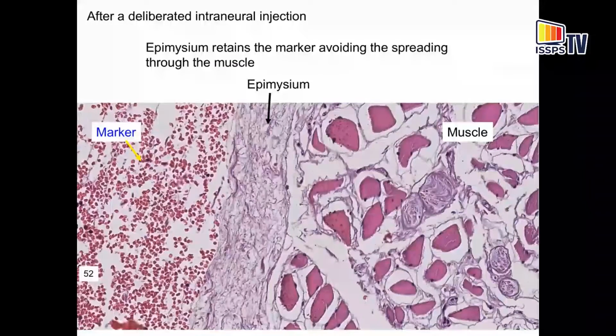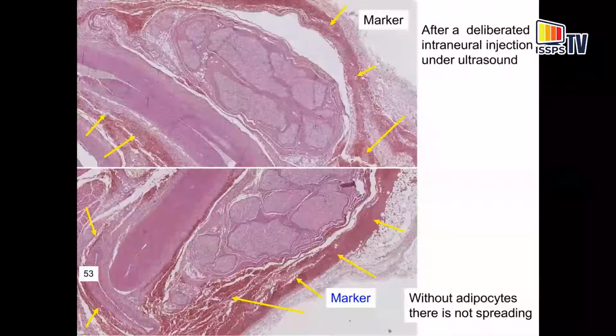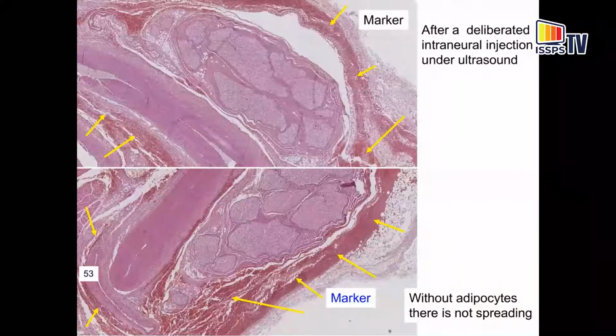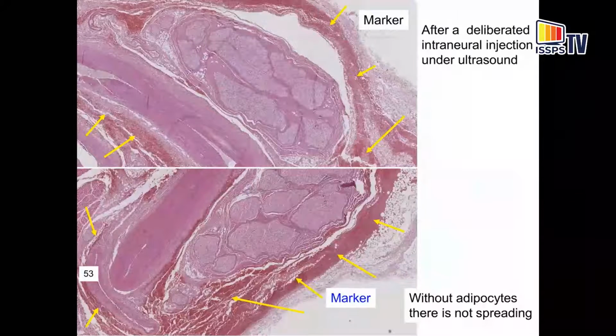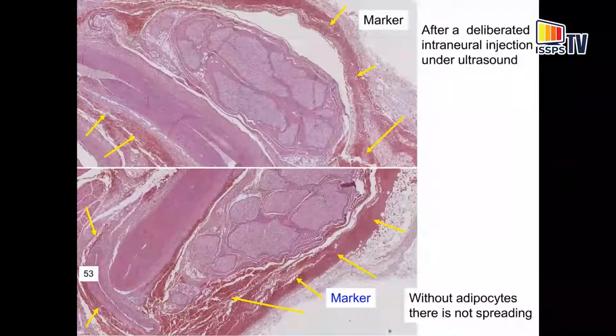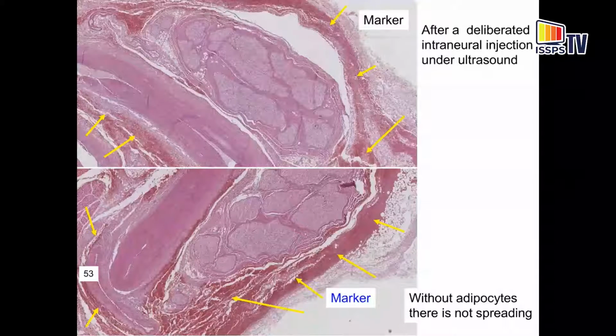After a deliberate intraneural injection, the epimysium also retains the marker, avoiding the spreading through muscle. Here, there are no adiposities among fascicles, and here, there was no intraneural spreading of solution. In this case, the spreading occurs only outside the nerve. All fascicles are clean and agglutinated.